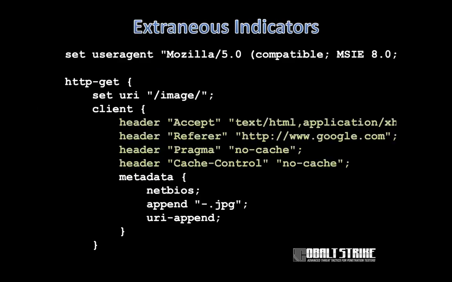Extra indicators are a way of decorating aspects of a transaction. Here we have the header keyword, which is a way, in this context, of specifying an extra indicator. And this header keyword happens to accept two arguments. The first one is the key, or the header key, and the second one is the value. And we're specifying 4 different headers within the client block of our HTTP GET transaction.